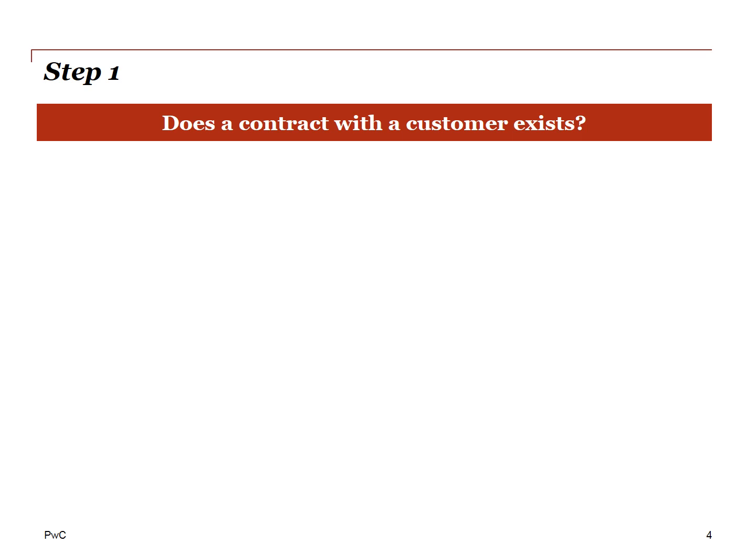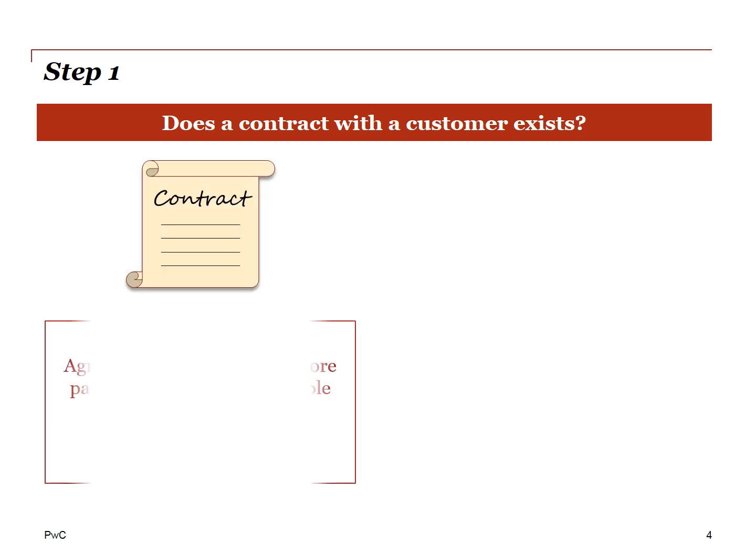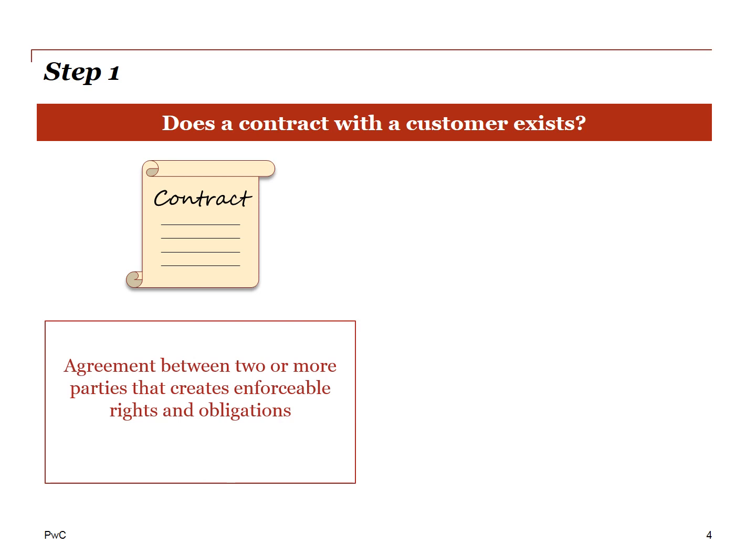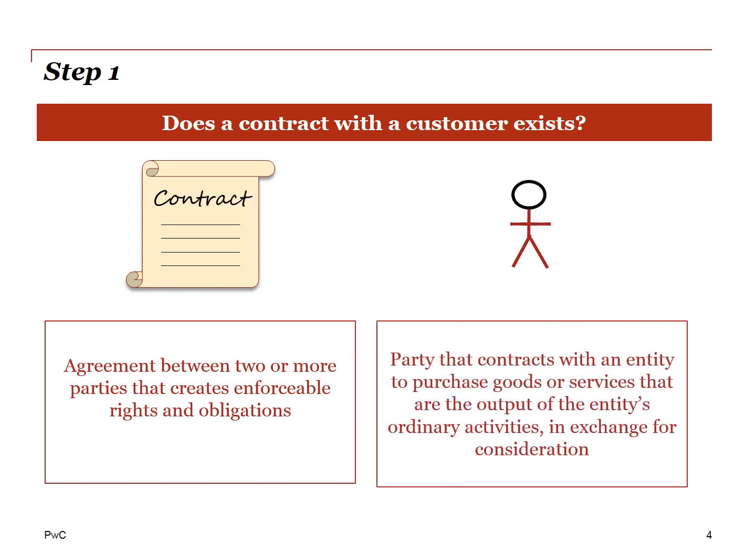For the first question, we need to consider the definition of contracts and customers. A contract is an agreement between 2 or more parties that creates enforceable rights and obligations. A customer is the party that contracts with an entity to purchase goods or services that are the output of the entity's ordinary activities in exchange for consideration.